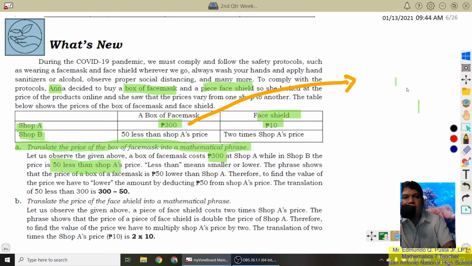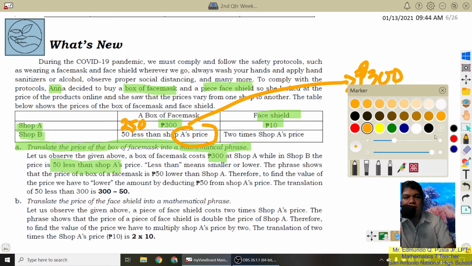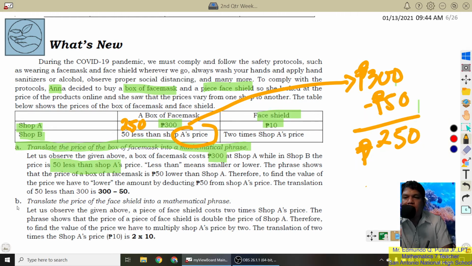If it is 300 pesos, therefore 50 less than A's price, 50 less than 300, this will be how much? 250 pesos. So, this one is 250 pesos already. Okay? Kaya, ditang ko lang to, sobrang kapal. Okay? So, how about letter B?